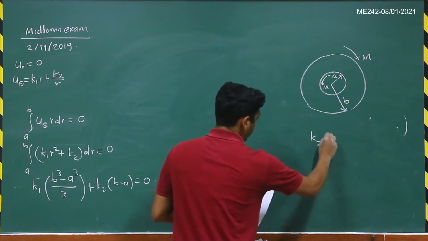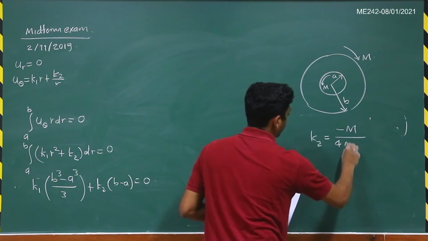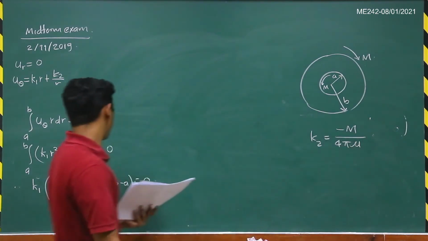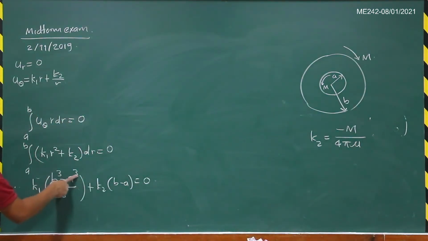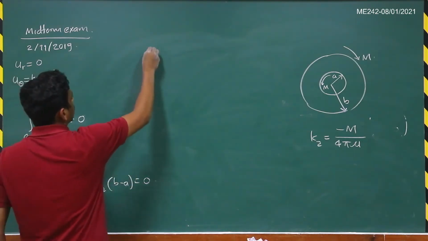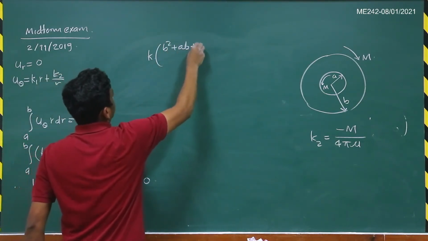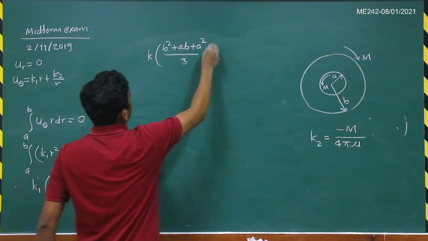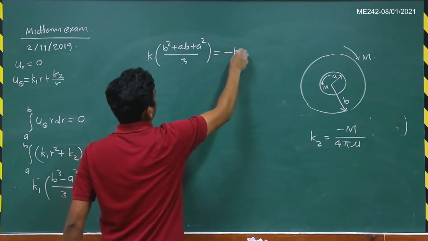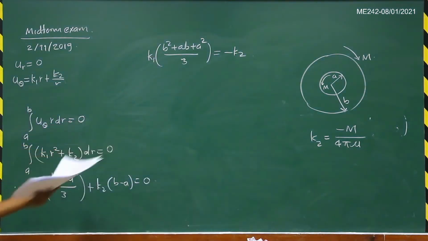I'll write it here. K2 equals minus 10 divided by 4 pi. Okay, so b cube minus a cube can be factorized in terms of b minus a. So we'll have an expression k1 into bracket b square plus ab plus a square by 3 equals minus k. So we have got the expression for this k2.